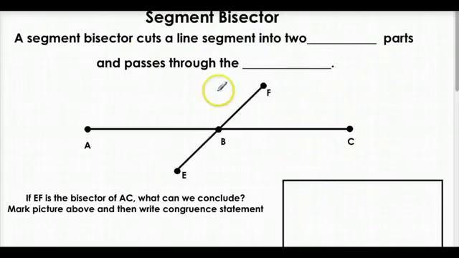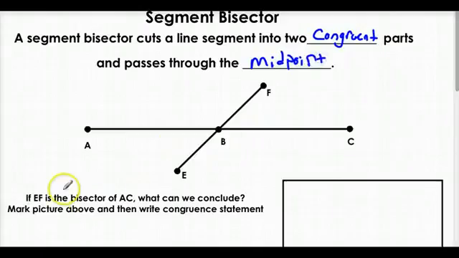Moving on to segment bisectors. What are they? What do they do? A segment bisector cuts a line segment into 2 congruent parts and passes through the midpoint. All right, now it might be easier just to look at it. So EF right here would be considered the segment bisector if it cut it in half.